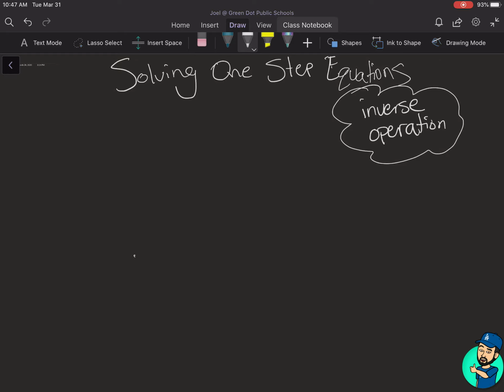Let's see. What about if we have something like this? V minus 15 equals negative 27. Again, don't forget we need to apply the inverse operation. I need to solve for the variable v. I have a minus 15. Whenever I see a minus sign in front of that number, think about it as a negative.